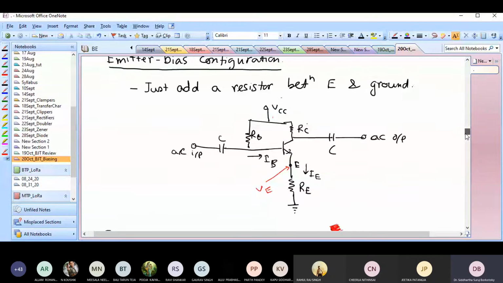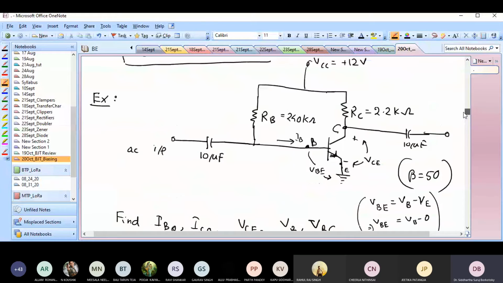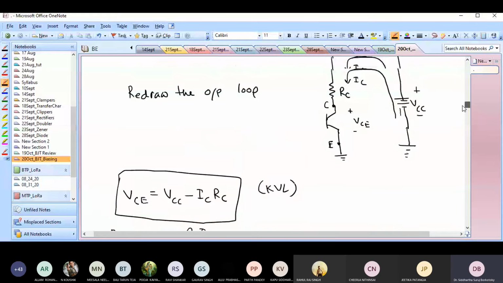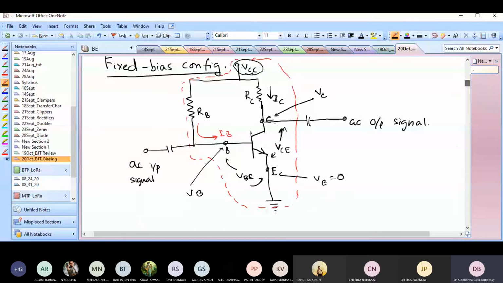So what we just saw was the fixed bias configuration. The problem with the fixed bias configuration is this. What would normally happen is that I would try to get a certain value of IC and VCE to determine my operating point. So if I have this fixed bias configuration, I would try to find appropriate RB, RC, and VCC, and then try to achieve a certain operating point.